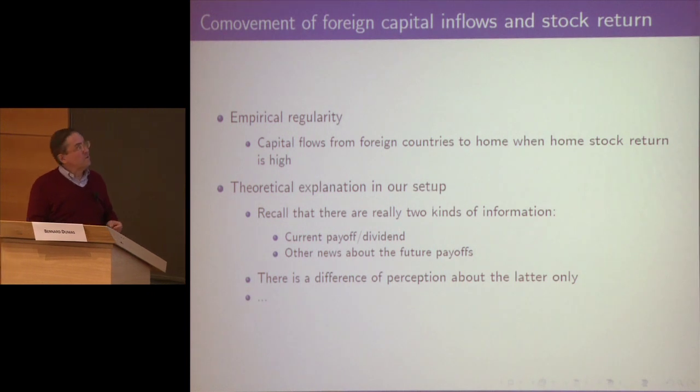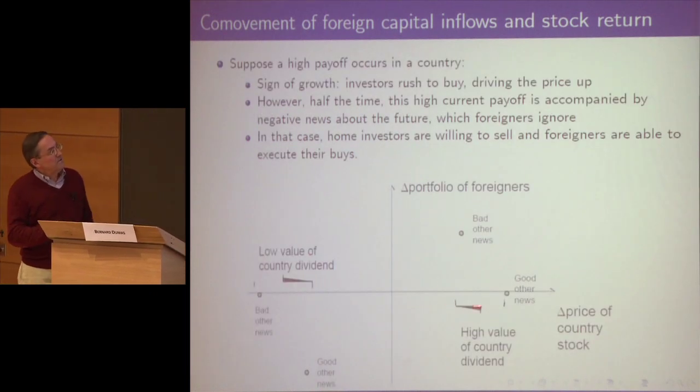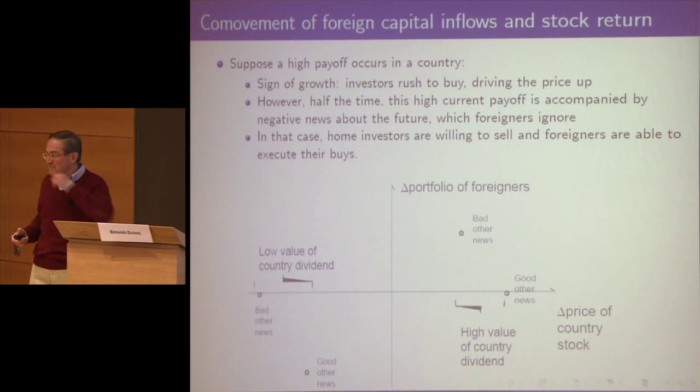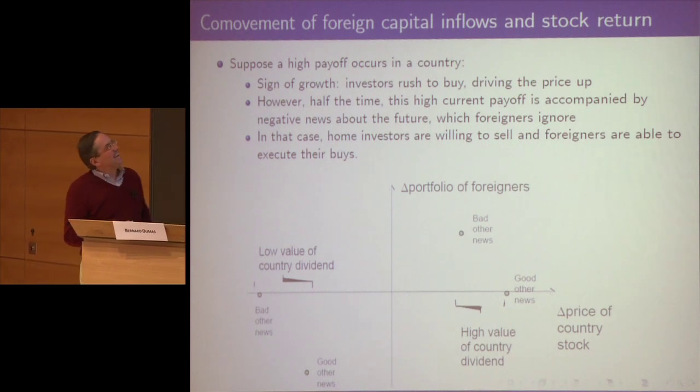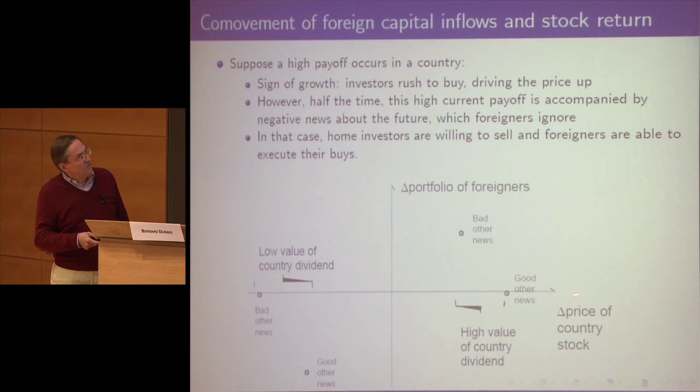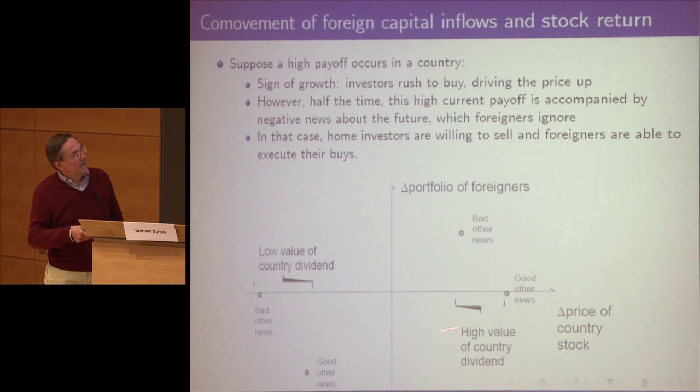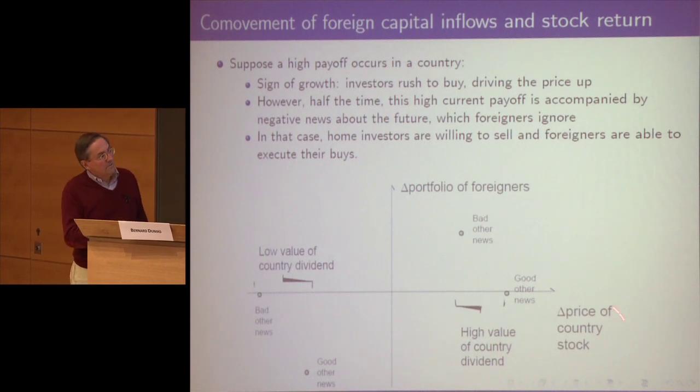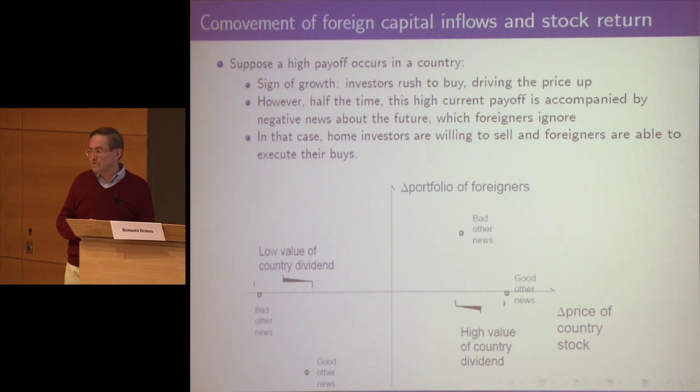Okay? So imagine what goes on. I don't know why the curly bracket only printed half. But here is the story that is developed in the model. Suppose there's a high payoff that occurs in the country. So there's a higher value of the country dividend. What happens? The investors rush to buy the stocks of that country. So there is a positive increase in the price of that country's stocks.